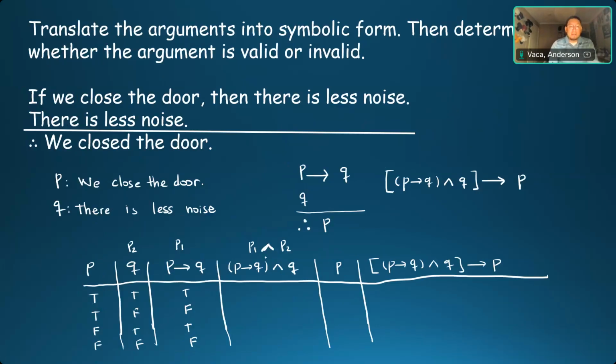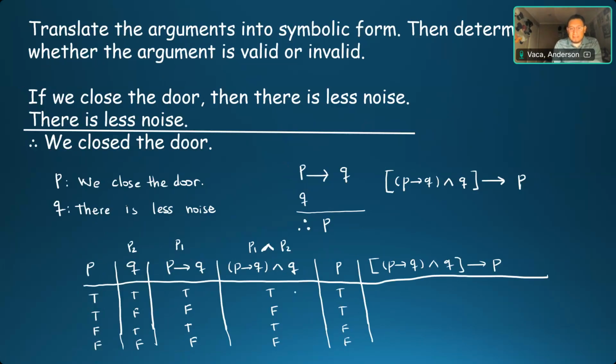In this column, we're putting the premises together using the connective and. True, false, true, false. Remember, as long as both of the components are true, the conjunction will be true. That's what you're seeing here. P, let me write P again. So that will be true, true, false, false.